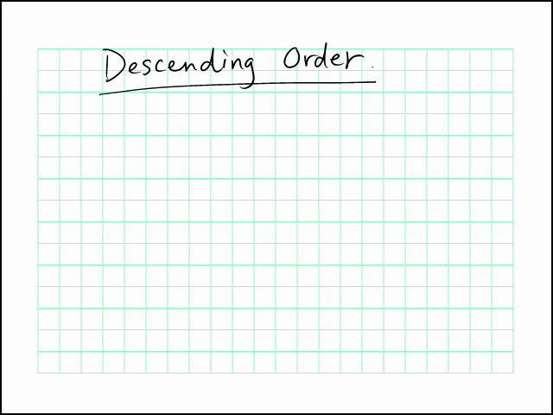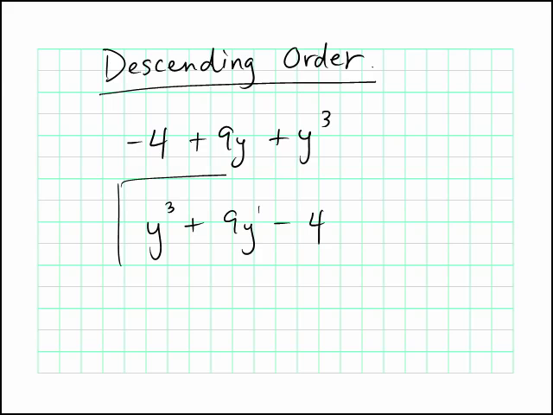Now usually we want to write a polynomial in what's called descending order. That is where we write the highest power first and then we decrease as we go from left to right. For example, negative 4 plus 9y plus y cubed. If I write that in descending order, I'd write the y cubed first. Y cubed, then the 9y, which is really to the first power there, and then minus 4 is last. And so I've written it in descending order.